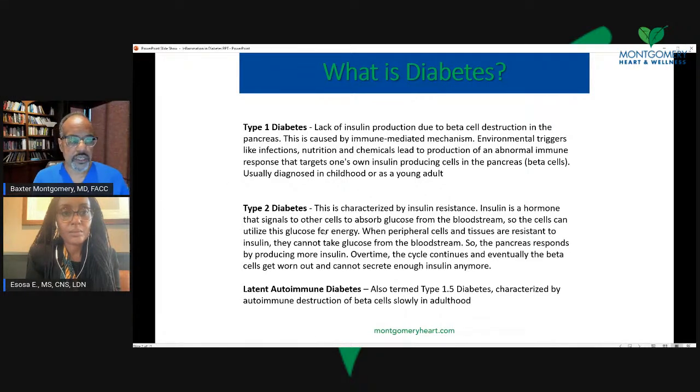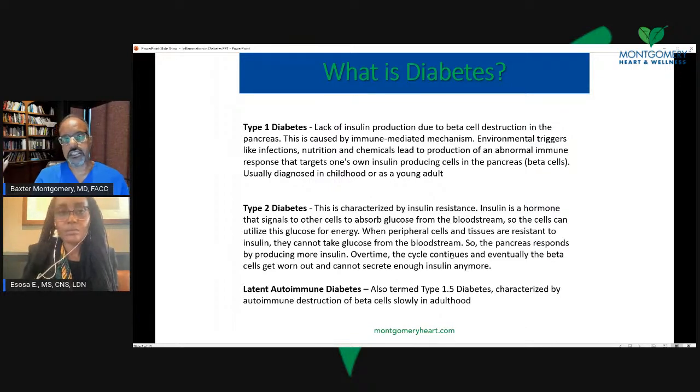Type 2 diabetes, on the other hand, you can think of as the opposite. So the pancreas theoretically makes insulin, and let's just say theoretically makes adequate insulin, although that's not necessarily true in the real world. But it's not so much the inability of the pancreas to make insulin, but an inability of the body's tissues, such as skeletal muscle and liver, to recognize the insulin. So when peripheral cells and tissues are resistant to insulin, they can't take in glucose.